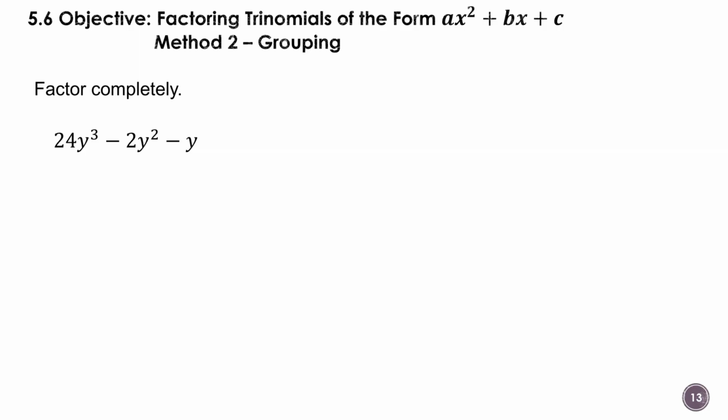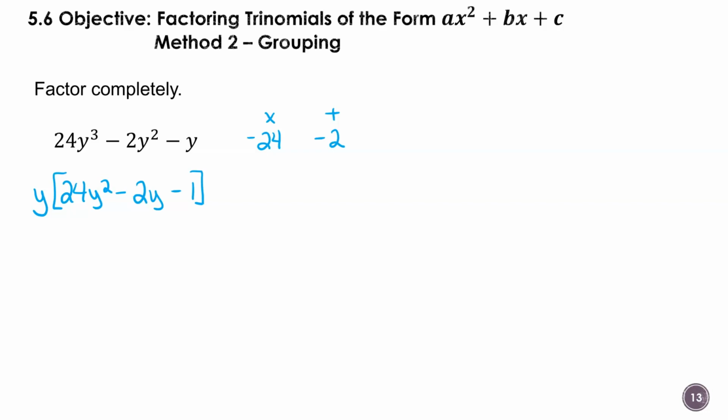Okay, so the first thing here you might notice is we do have a common factor of y. So we're going to take out a y and put a bracket. So that's 24y squared minus 2y minus 1, right? And then we multiply 24 times negative 1. So factors of negative 24 that have a sum of negative 2.